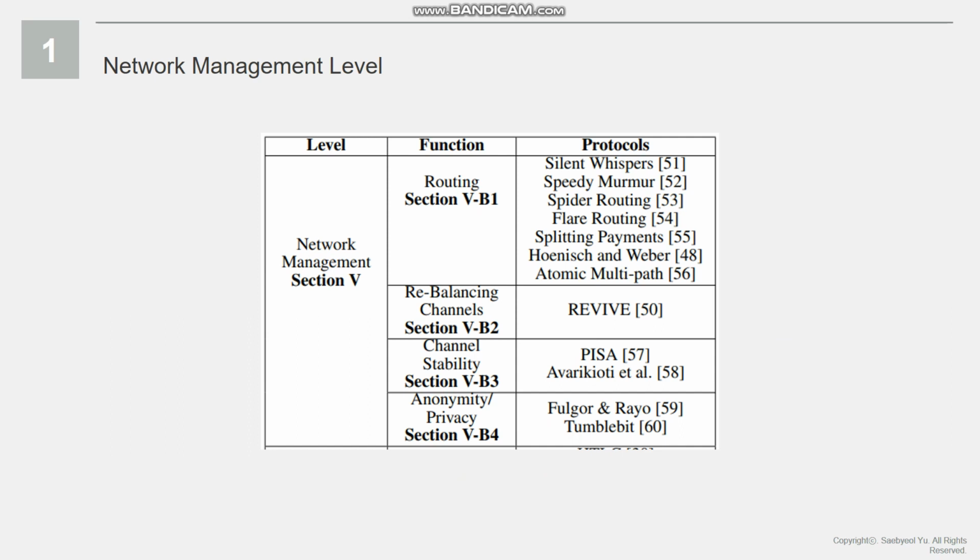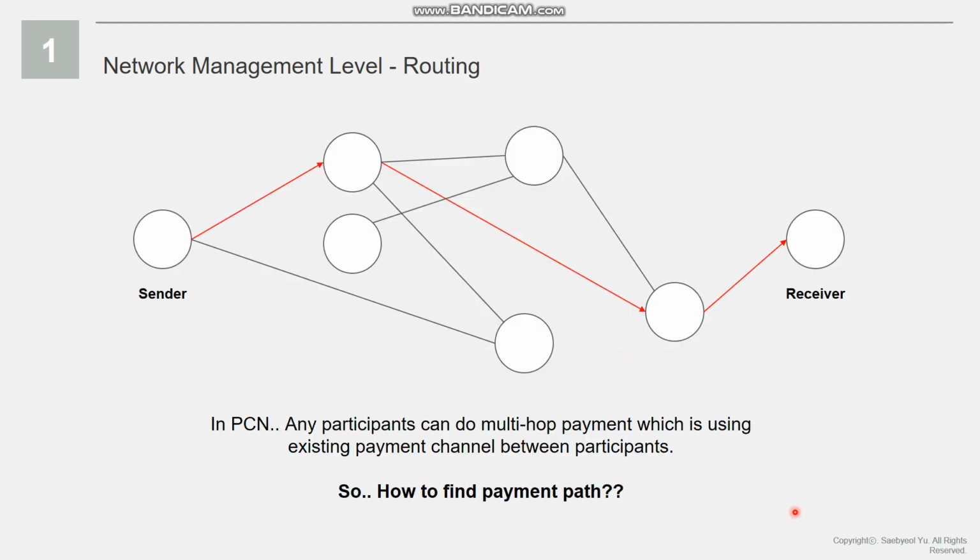And this section is the network management level in their classification, and arguably this level offers a greater variety of technical issues in comparison to the other levels: routing, rebalancing channels, channel stability, and anonymity and privacy. Okay. In the network management level, there is a routing problem.